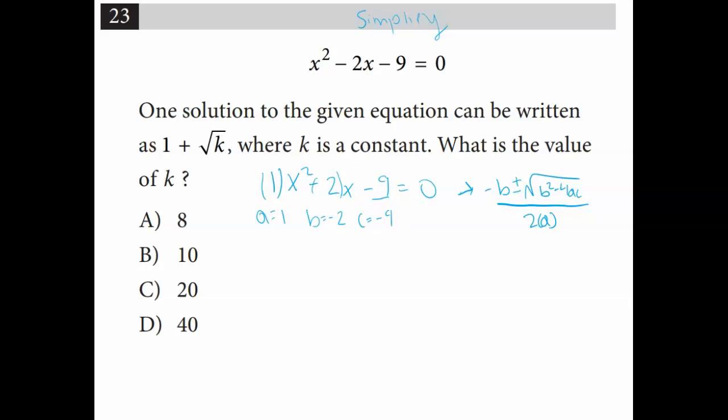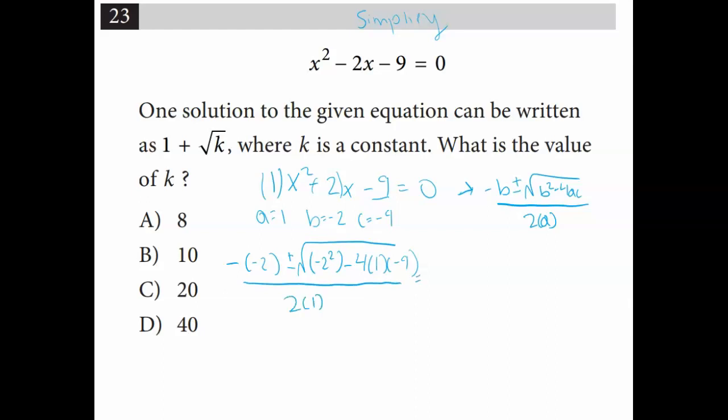So let's redraw it over here. We have negative b, which is going to be the negative of negative 2, plus or minus the square root of b squared, so negative 2 squared, minus 4 times a, when a is 1, and then c, so negative 9. And we're going to put this all over 2a, so 2 times 1.